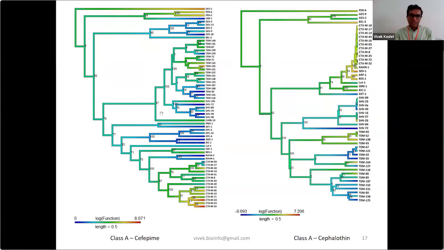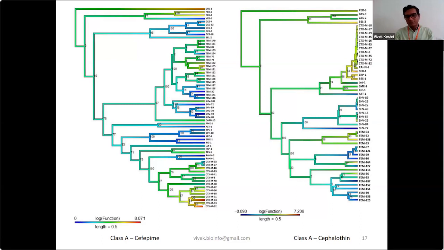So if you check this first figure, class A cefepime, here we can see that the ancestral function of the beta-lactamase is moderate resistance, but the extant, the present condition, is completely different from the ancient function. And here we can see that some sequences are showing red color, meaning these CTX-M beta-lactamase sequences are resistant to the antibiotics. And these sequences are very closely related to these moderately resistant sequences.